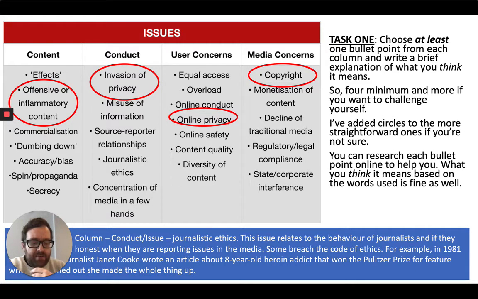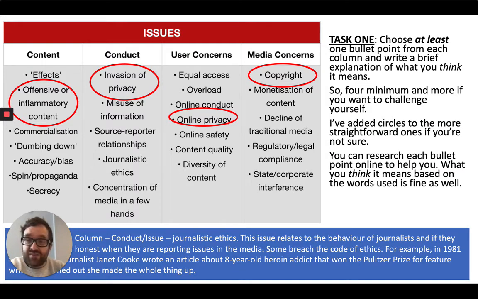So first of all, invasion of privacy. There's a reasonable expectation that the media will leave you alone. So how much of your privacy is invaded by the media? That tends to come up as an argument when we look at public figures who are maybe besieged by paparazzi. Misuse of information, or now we'd probably say misuse of data.